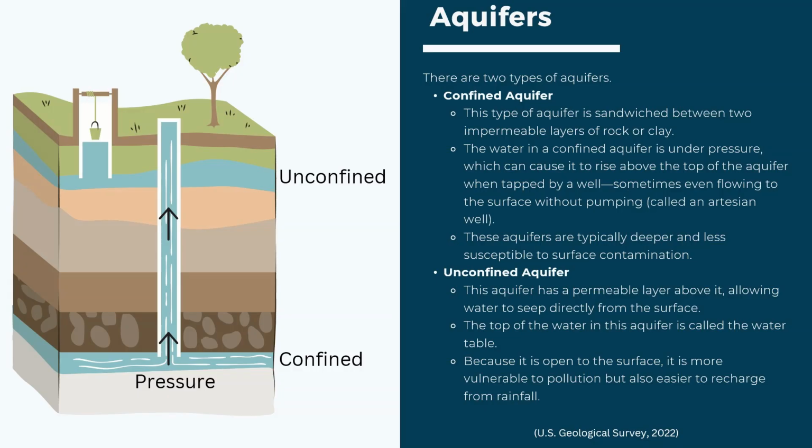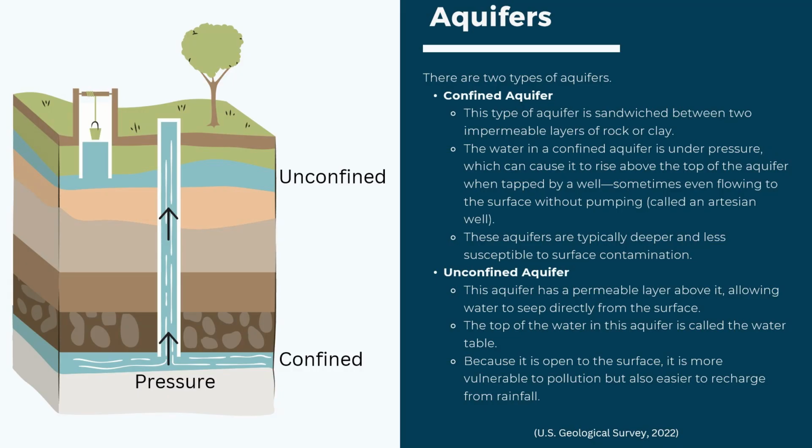Unconfined aquifers sit closer to the surface with a permeable layer above them. They recharge quickly from rainfall, but they're also more vulnerable to pollution because they are closer to the surface where those pollutants tend to be present. These pollutants can include fertilizer, chemicals, or any spills like oil spills. Understanding these differences can help explain why some regions face chronic water shortages or contamination issues while others don't.